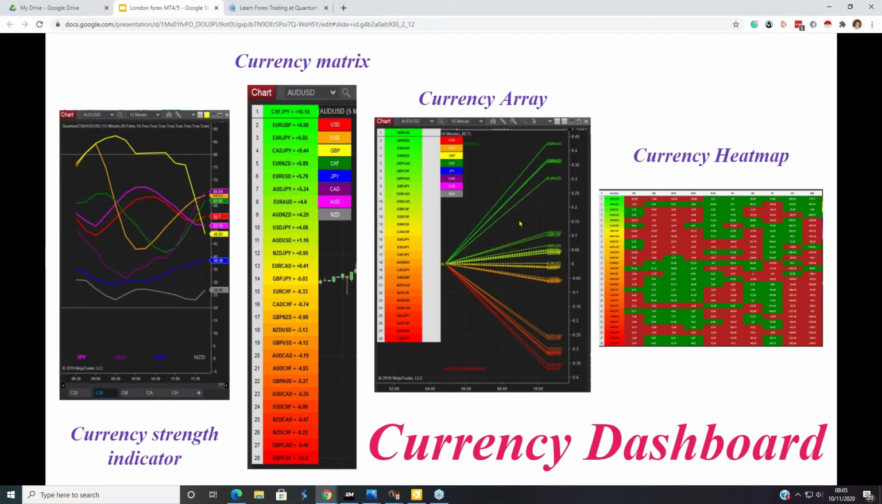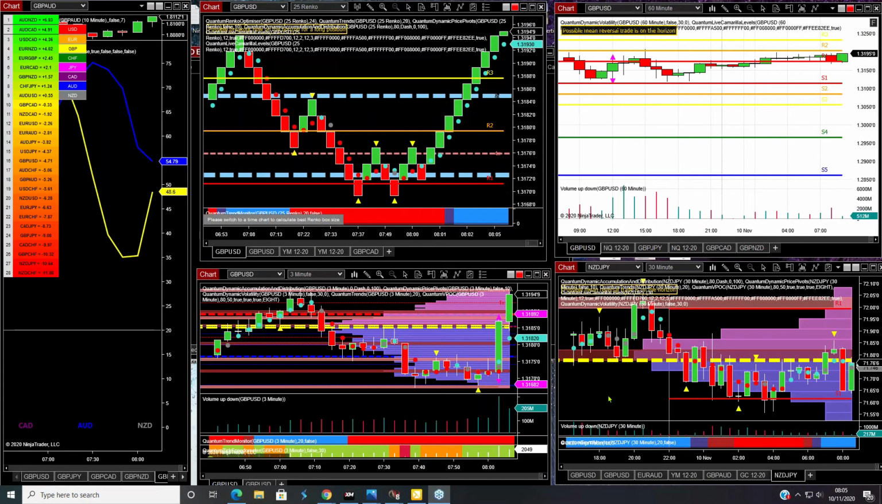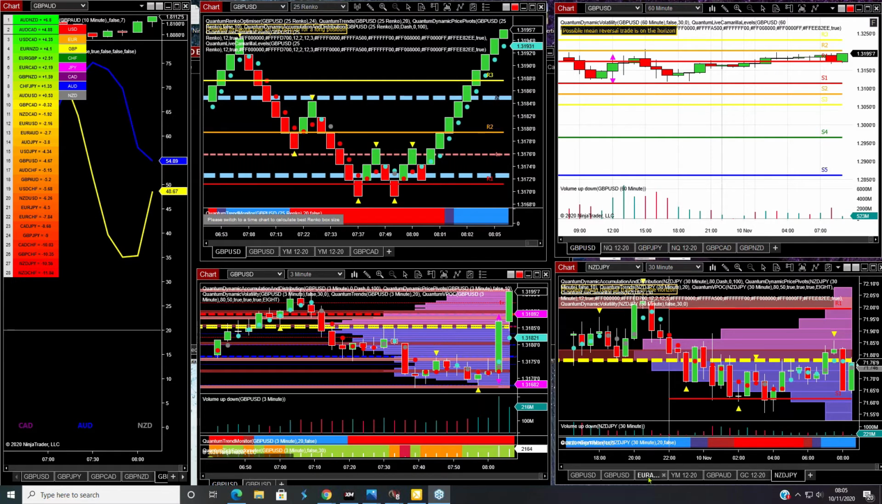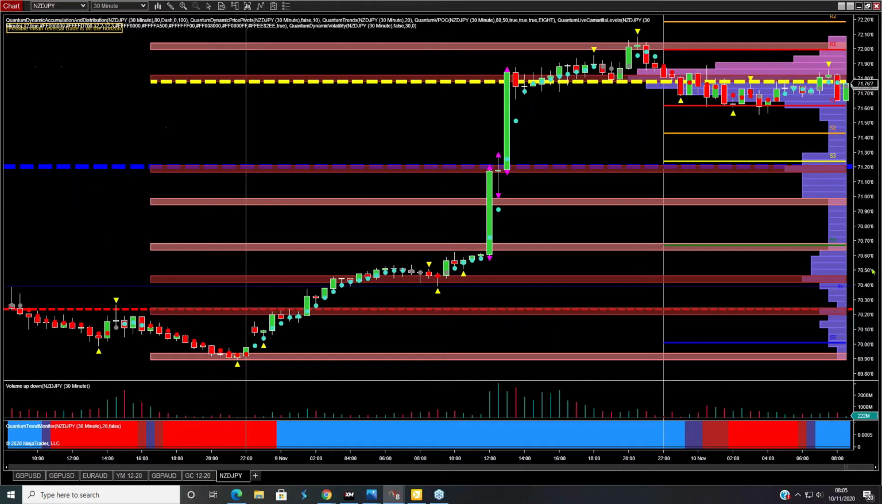And of course, we've got the currency array, which really takes the strength of trend. And then we've got the currency heat map in multiple time frames. Right, now, very quickly, what's been happening while I've been talking? Well, certainly the pound is sort of back on the move, but I just want to look at New Zealand yen, because this goes back to what I was trying to explain earlier. Right, this is the New Zealand yen.